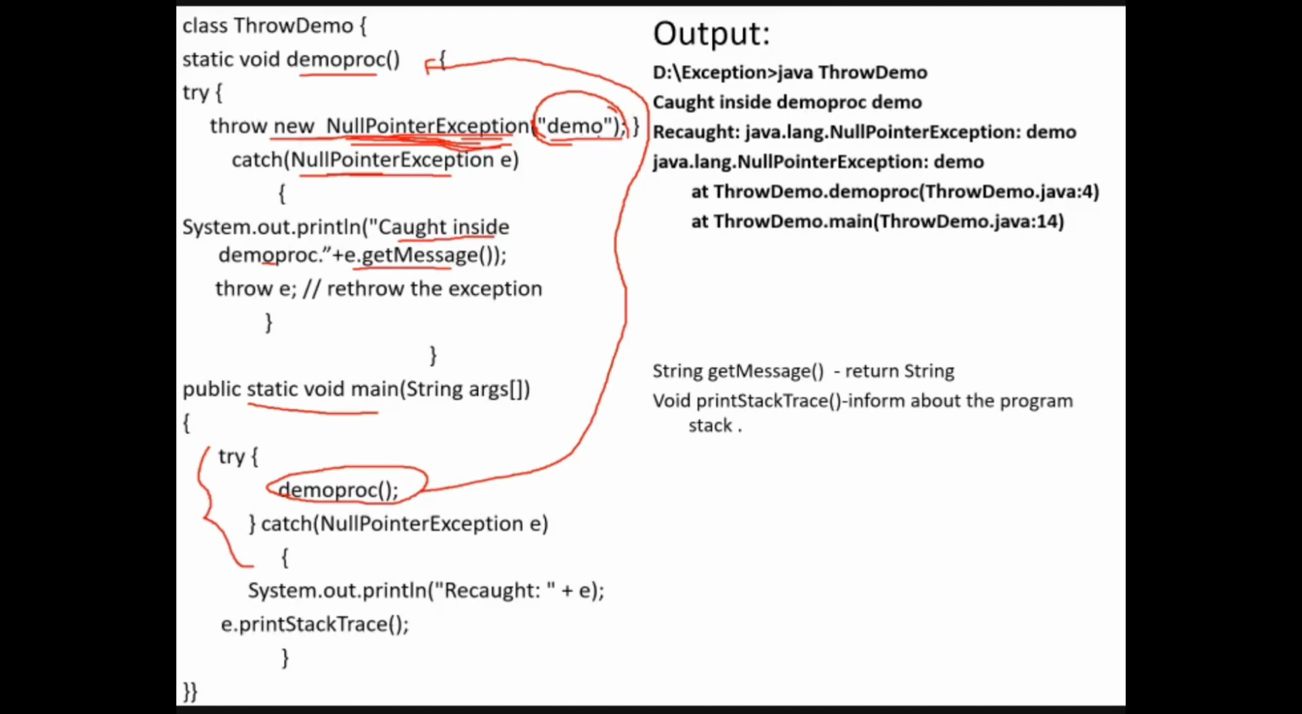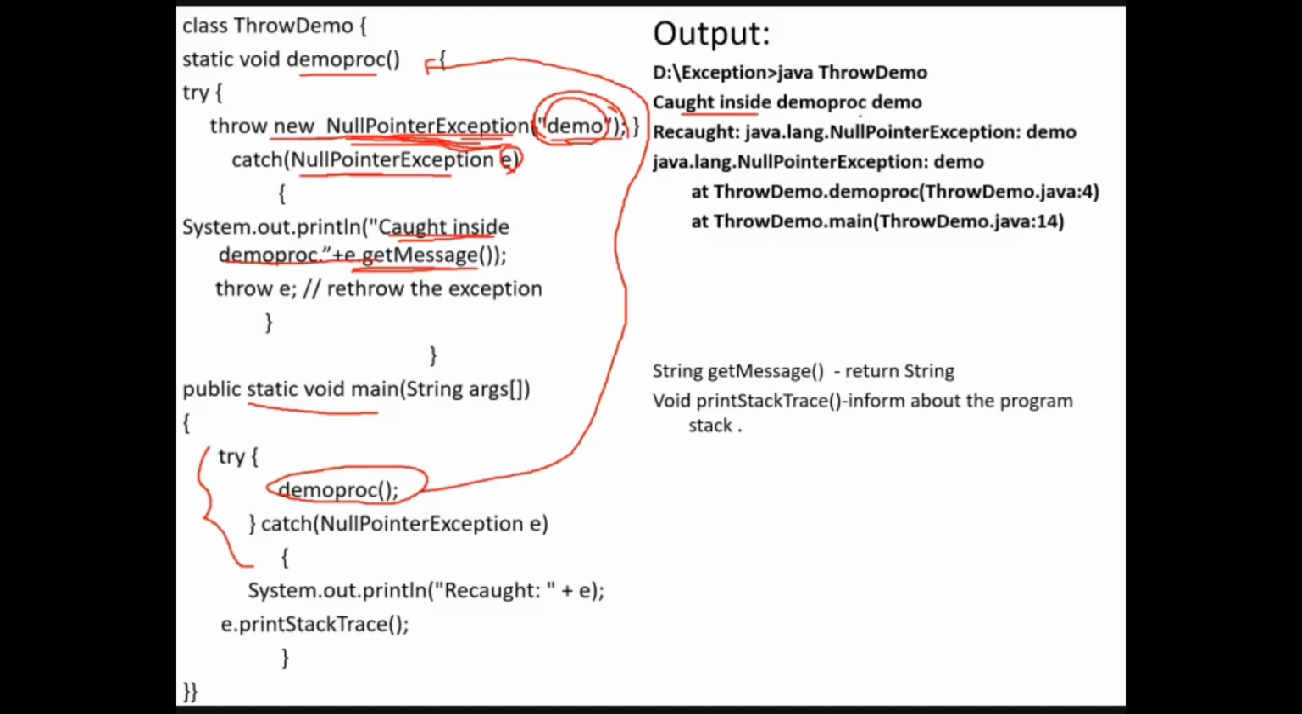The type is String. The object that is created is caught by e. When I print e.getMessage(), I can get that string. So it will print "caught inside demoproc", and then I print e.getMessage(), which gives the string I passed to the constructor.